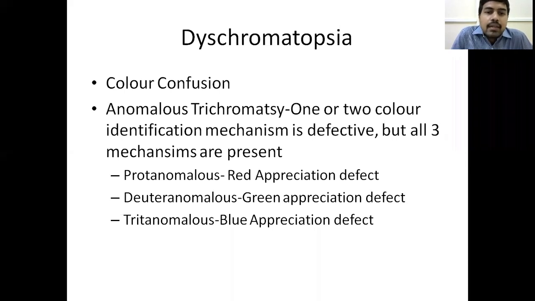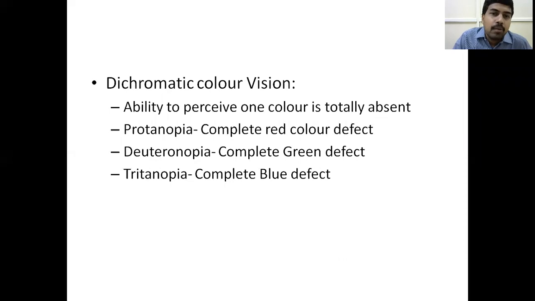Why? Because here the color identification mechanism for that particular color is anomalous. Suppose red color is able to be identified, but the mechanism is defective. So even if a slight greenish tinge is present, he will tell it as red instead of green. So if that red appreciation defect is present, it is called protanomaly or protanomalous. Green defect is called deuteranomalous, and blue defect is known as tritanomalous. Hope you are clear. And then dichromatic color vision.